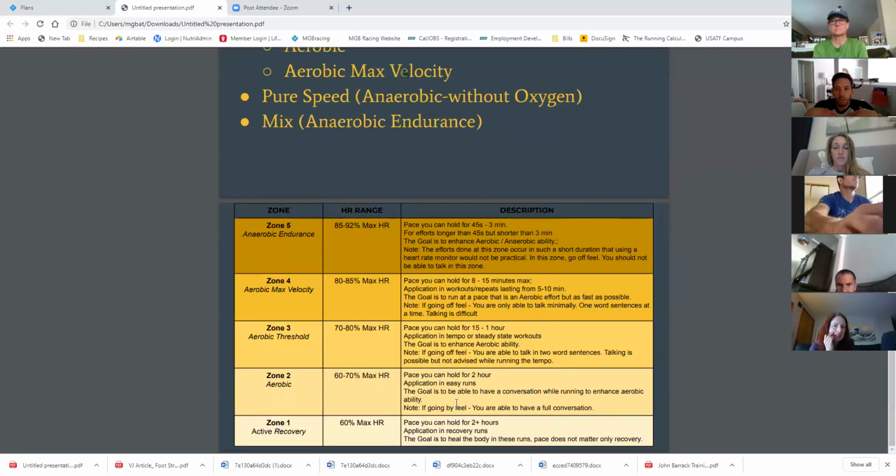Remember, when we're going into heavy training loads and we're doing lots of speed work and lots of faster running, those runs are very important to be hit in the zone.